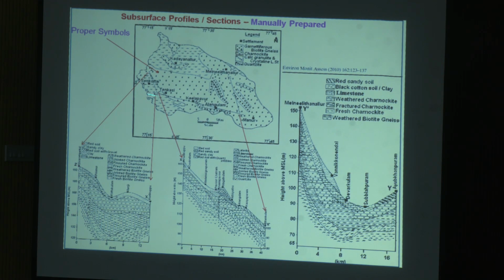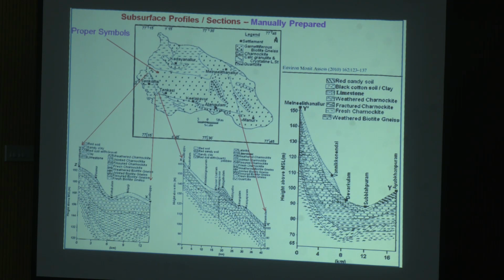I had to prepare the cross section, but computer software will not give this kind of output. Say, for example, this may be Tenkasi, this may be Tirunelveli. So I made sections like this from the data. Manually I prepared it with the help of a graph sheet, then I gave different symbols, then I published this data.